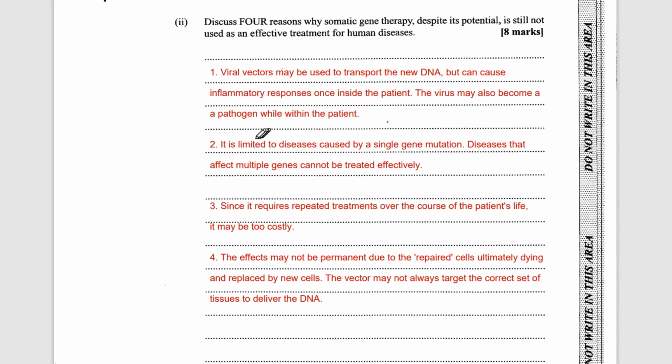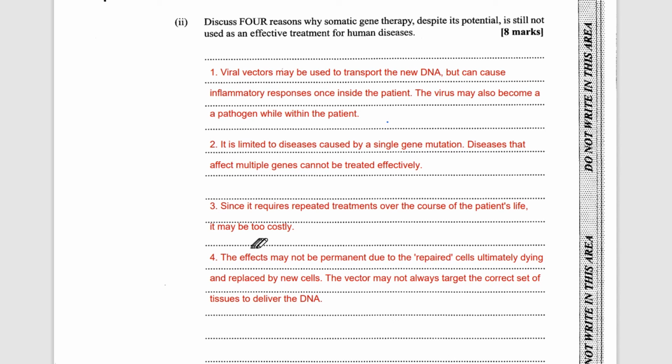The next thing here is that at this current point, somatic gene therapy is limited to diseases caused by only a single gene mutation. So if you have a disease that affects multiple genes, or is caused by the affectation of multiple genes, also if it's multifactorial, you cannot treat it effectively in this, because you have an actual limitation to the delivery of this. It is expensive, because it usually requires therapeutic treatments over the course of the patient's life. And then you have the cost of research and things too.